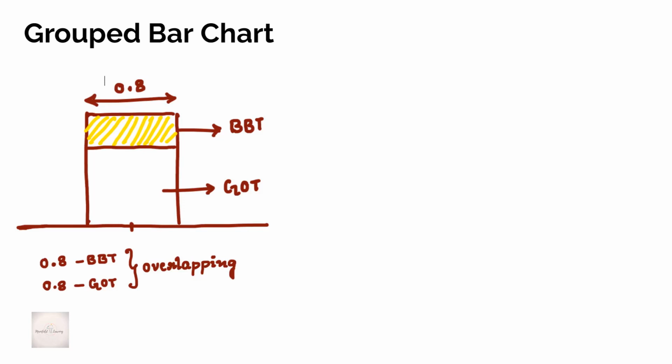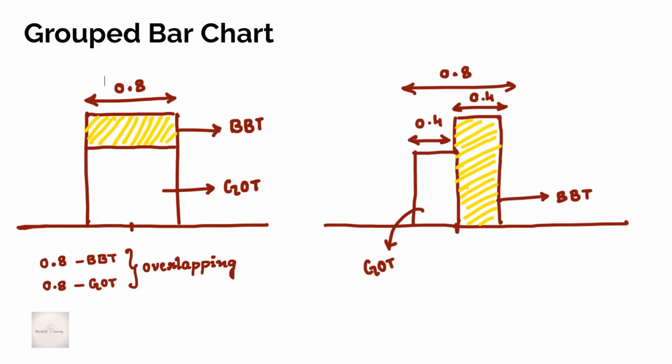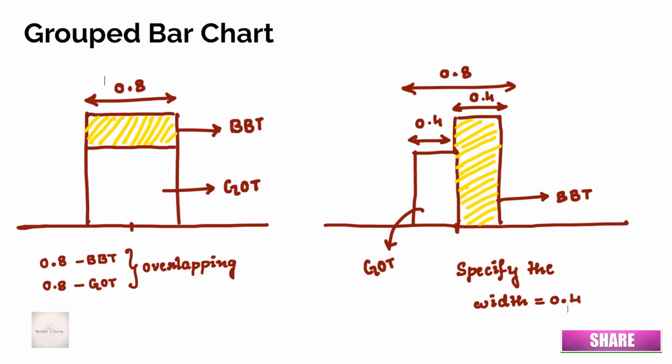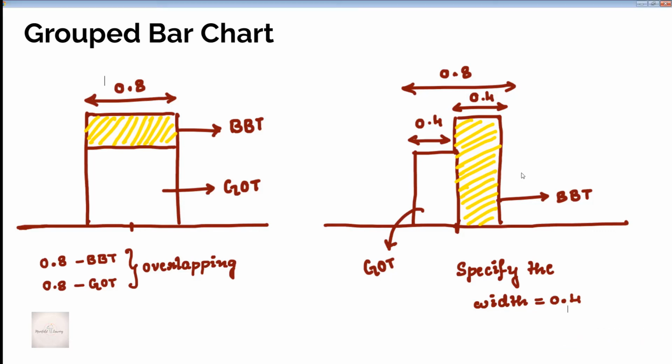Now, to get the proper output, I'll just specify the width as 0.4 so that we'll get the bars side by side like this. See, this will be 0.4 and this will be 0.4, 0.4 for GOT and 0.4 for BBT. Okay, now let me get back to my notebook, that is Jupyter Notebook.